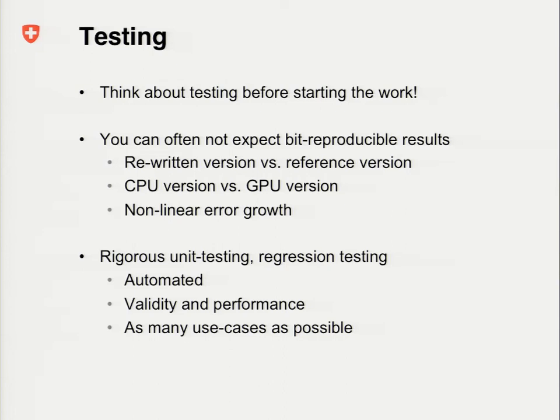I don't know if that will be the case for you, but our learning was that rigorous unit testing and regression testing should be automated. It should check the validity and performance, and it should check as many use cases as possible. For too long a time, we didn't do this and went through the painful process of trying to find bugs and errors related to us simply not catching that this was an error. We saw some differences and we said, oh, that's fine, we ported it to GPU, but it was actually not the case.